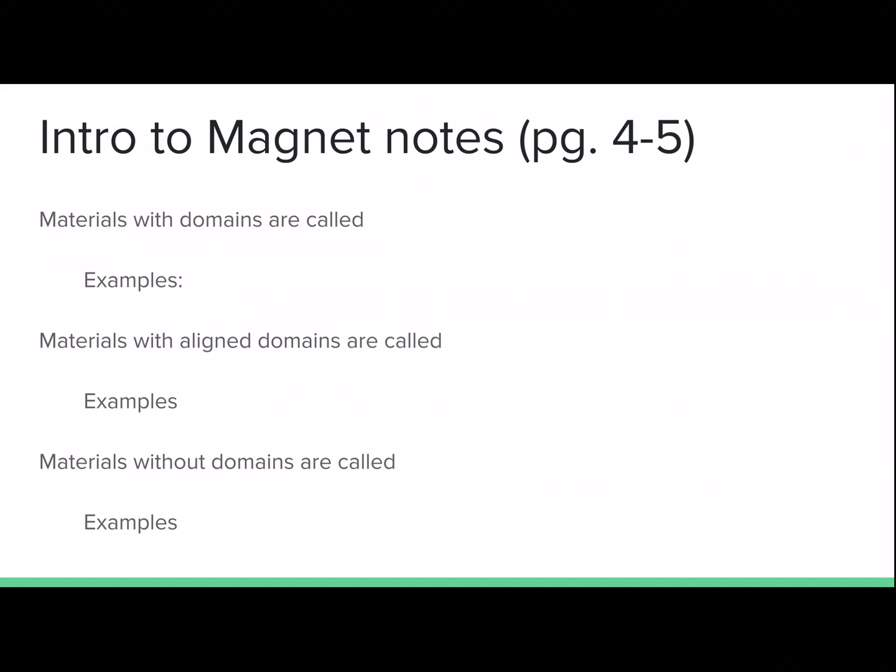So materials with domains, not aligned domains, if you notice the next one is aligned domains. Materials with domains that are not aligned altogether are called ferromagnets. And a lot of these objects are familiar to you. So they're anything that has iron in them, ferro. So nails, aluminum, paper clips. Those are things that basically can become magnetized but are not magnets themselves.